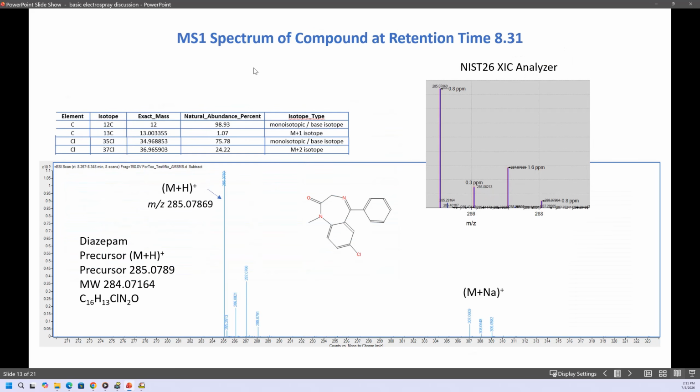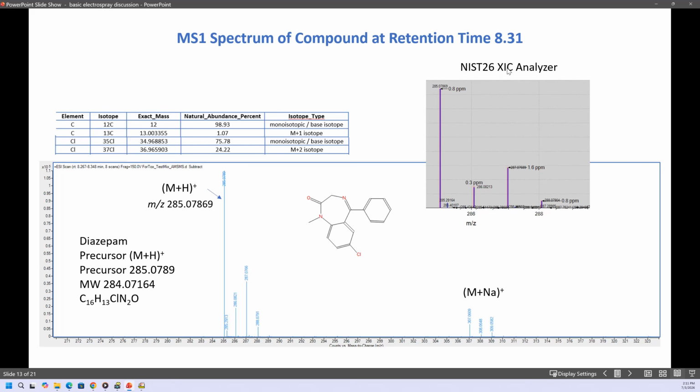So we go into the MS1 spectrum of the compound at retention time 8.31, and this one does have chlorine in it. You'll look here, you'll see the presence of the chlorine over 2, so you have that very definitive pattern for it. You'll have a little bit of the sodium ion adduct. We didn't add sodium on purpose, but it's in the background of the mass spec, in the solvent systems and the column, so you'll often get sodium adducts.